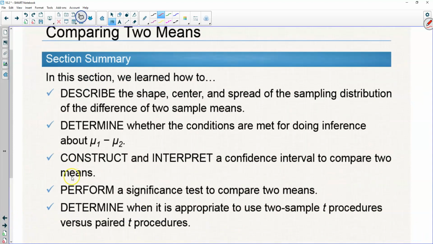And that was it. We finished learning about 2 means, finding the sampling distribution, shape, center, and spread, how to do a confidence interval, and how to perform a significance test for the 2 means.